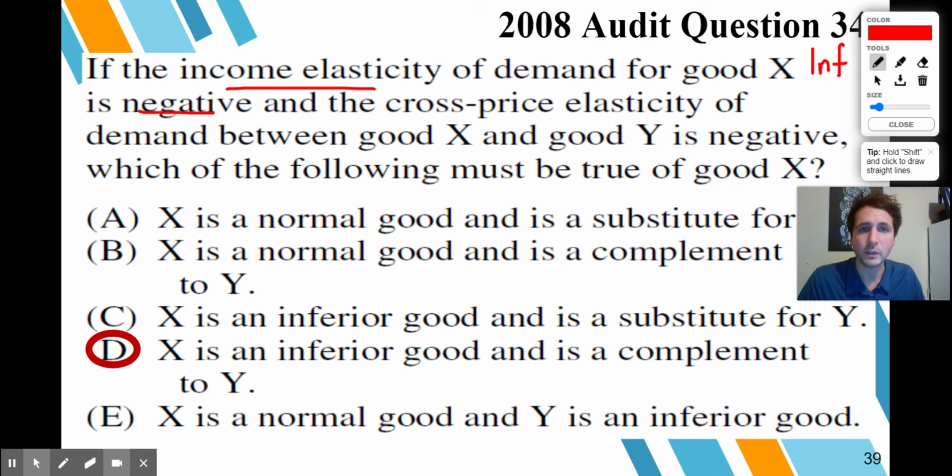I keep going. It says that cross price elasticity, which I know tells me if they're complement or substitute goods, between good X and good Y is negative. We know negative is always a complement. I'm positive about substitutes. I'm negative about complements, right? So we have our complementary goods right there. Once I've labeled those two things, this becomes very easy. X is an inferior good, and X and Y are complementary goods to one another. Bingo, bango. All right, let's keep going.